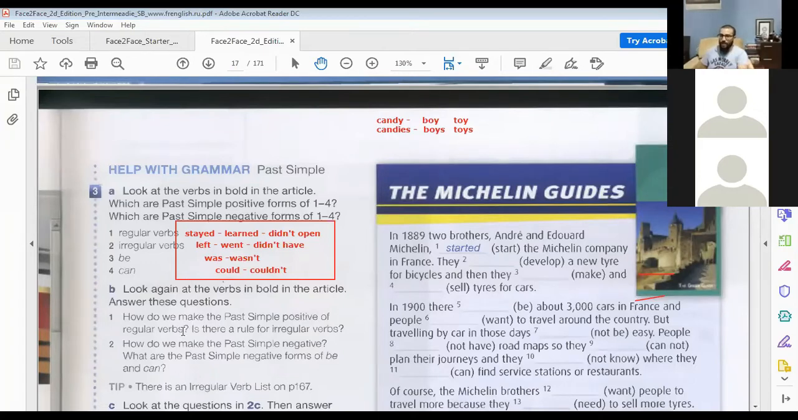Now, second question. How do we make the past simple negative? What do we add? We add didn't, right? For example, open, didn't open. And of course, you have to leave the verb in the infinitive.